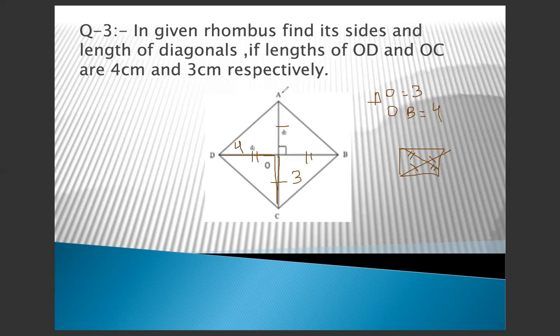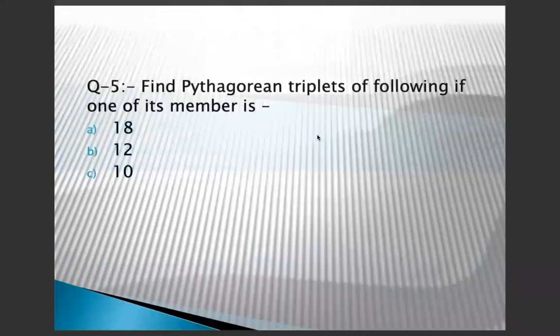So if this side is 3 centimeters, this whole side will also be 3 centimeters. If I want to find the whole diagonal, then I will do 3 plus 3, which comes out to be 6. And here we have 4, then that means this is also going to be 4. That means 4 plus 4 comes out to be 8. Okay, so you need to know the properties of each quadrilateral.